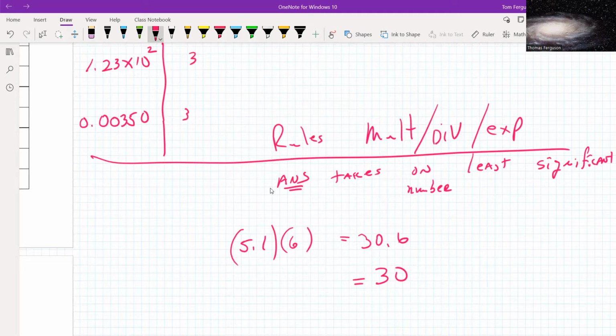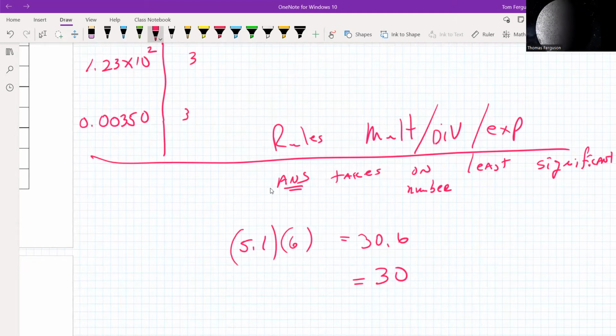If it's 0 to 4, you drop it. If it's 5 to 9, you increase by 1. Doesn't matter what's down there. This could be all 9s. Does not matter. Okay, so if we're looking for 4 sig figs, you go to the 5th place, and that determines what's going on with the fourth place, okay? So our answer is 30.